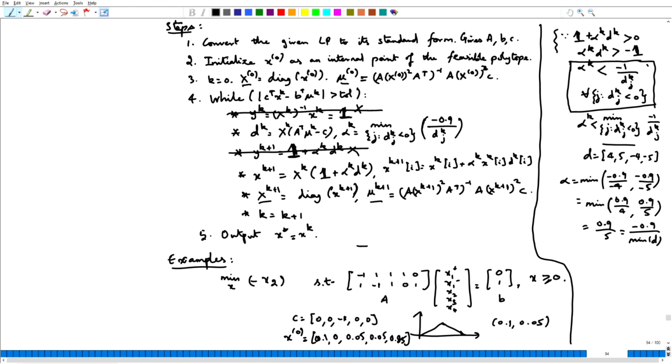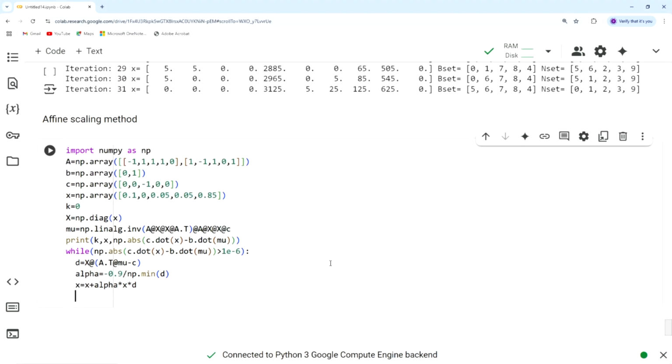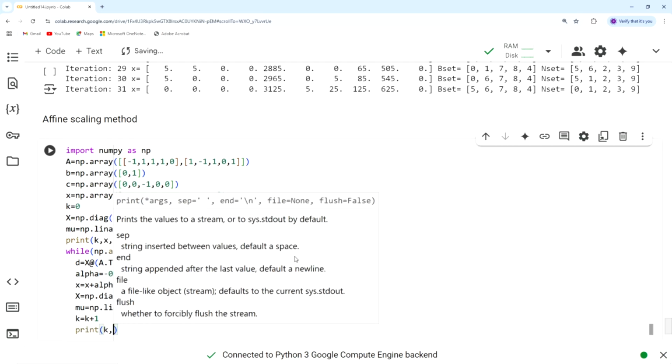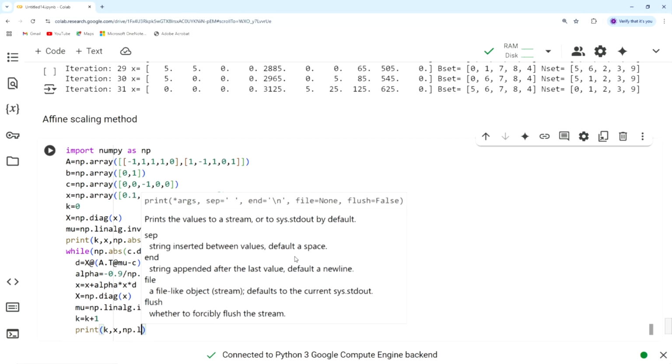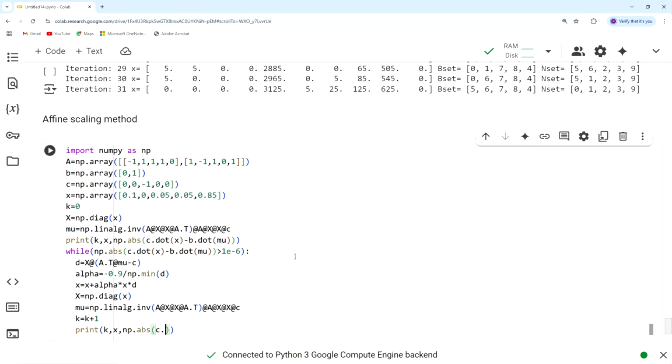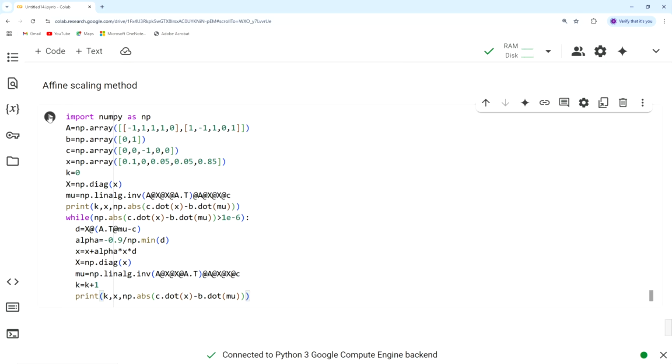And now we need to write capital X and mu like what we did here. I am just going to copy this down because there is nothing fancy. Just that we need to indent the mu. All right, and k equal to k plus 1. Now, we will print k, x and np dot abs of c dot x minus b dot mu. I hope this would work. Let us check.